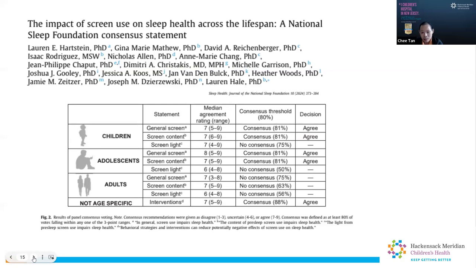That's consistent with the recent study that you may have seen in the media from New Zealand that was published in JAMA Pediatrics that also showed that the content of the media use, rather than just the light itself, impairs sleep the most. So the more interactive the media is, the more problem they may have with their sleep. And they also concluded that behavioral strategies and interventions such as behavior modification, things that you may use to block out blue lights, may attenuate the negative effects of screen use on sleep health.